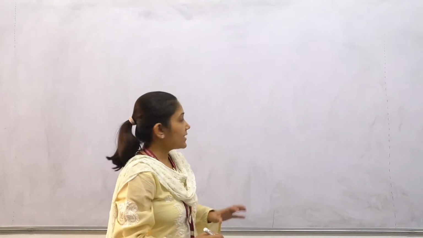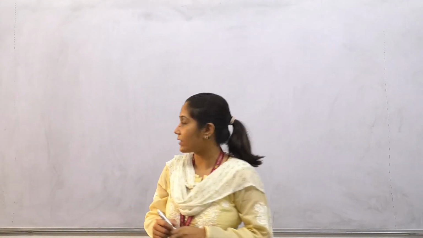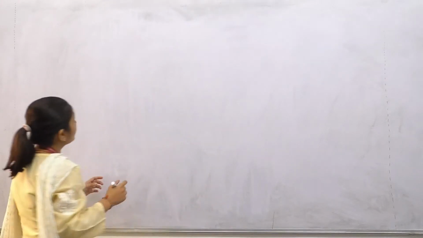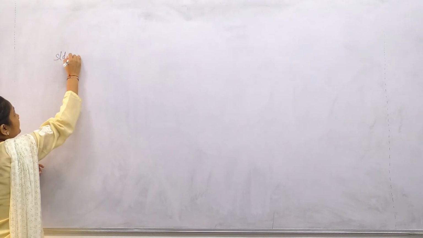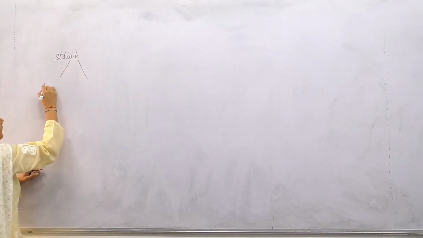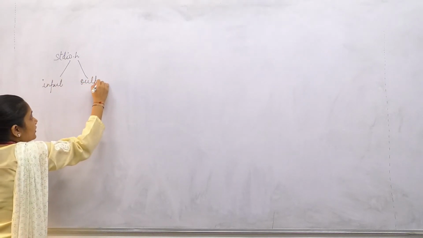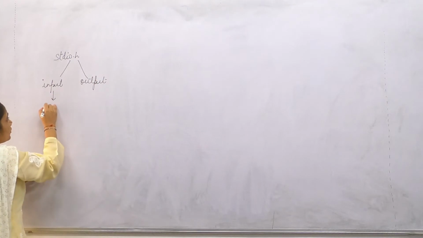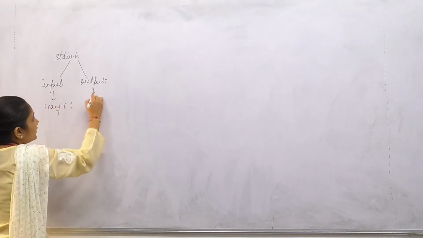Okay, so in the previous lecture we discussed printf and scanf. If you relate it to the previous lecture, we were discussing the header file stdio.h, and in this header file we have two predefined input and output functions. One input function was scanf and the output function was printf.